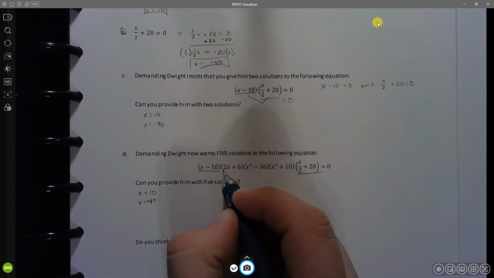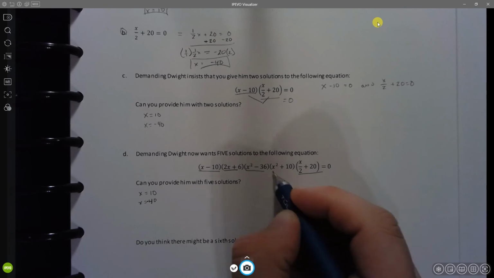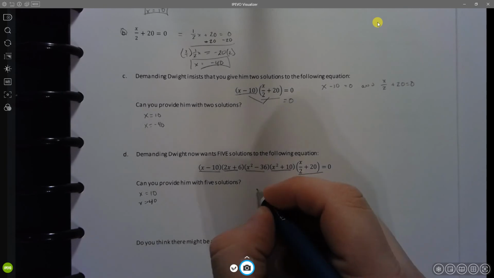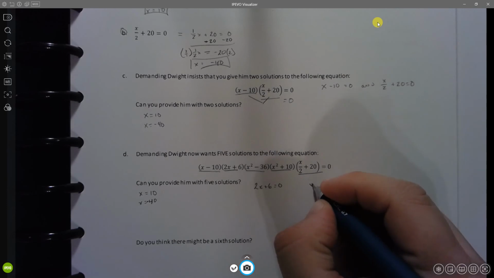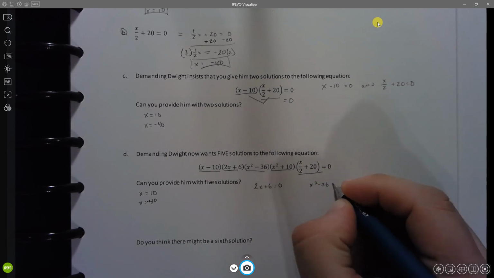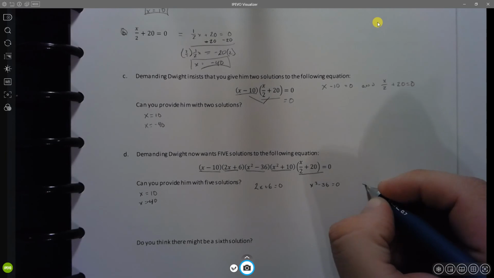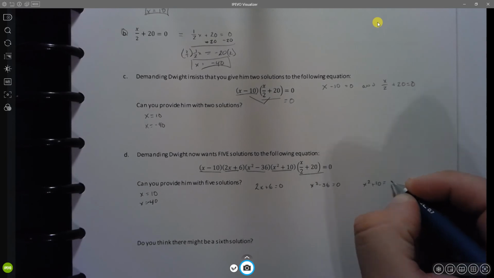So let's look at 2x plus 6, x squared minus 36, and x plus 10. Let's set those equal to 0. 2x plus 6 equaling 0. x squared minus 36 equals 0. All right, and x plus 10 equals 0.